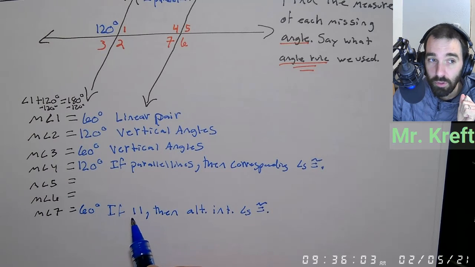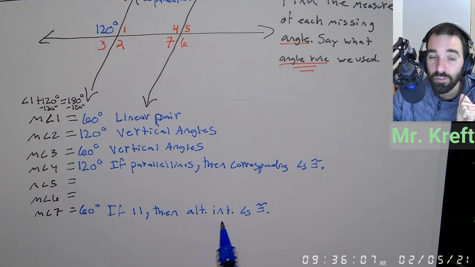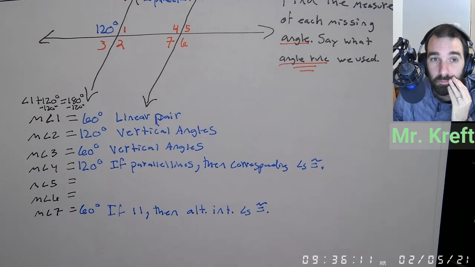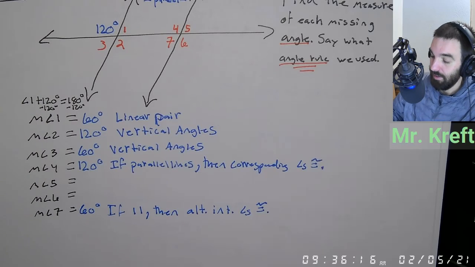So I use the parallel line symbol instead of writing parallel lines. And then I use at least 3 letters to abbreviate the long words. Pretty cool, right? That's pretty cool shorthand.